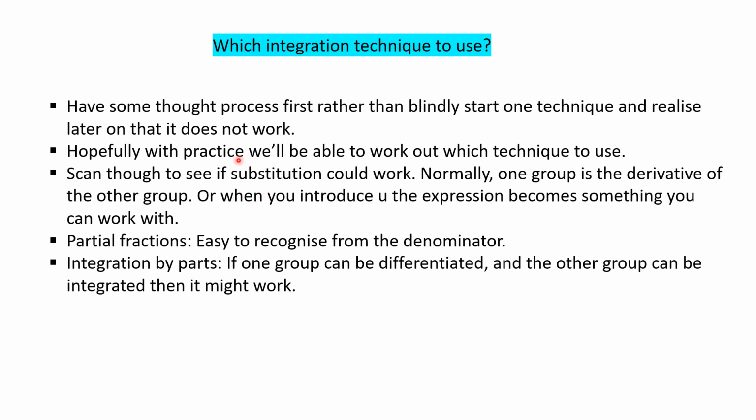For substitution, usually one root is the derivative of the other root, or when you let u be an expression, your integrand becomes simpler. With partial fractions, I would say these are easy to recognize. Usually you've got a polynomial in the denominator which you need to factorize. For integration by parts, you need to see whether one root can be differentiated and the other root can be integrated.